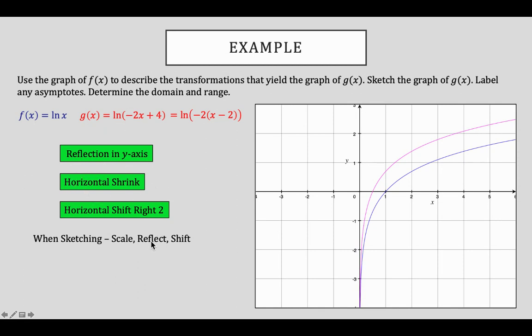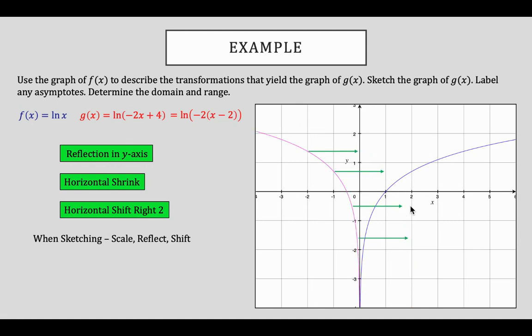Next, we want to reflect the graph. In this case, we have a reflection in the y-axis. All right, we're going to reflect our graph over the y-axis now. And finally, we need to shift our graph to the right 2 units. And in doing so, notice what will happen to our vertical asymptote that was at x equals 0. That vertical asymptote is going to follow any horizontal shift. In this case, our new vertical asymptote is going to be at x equals 2.